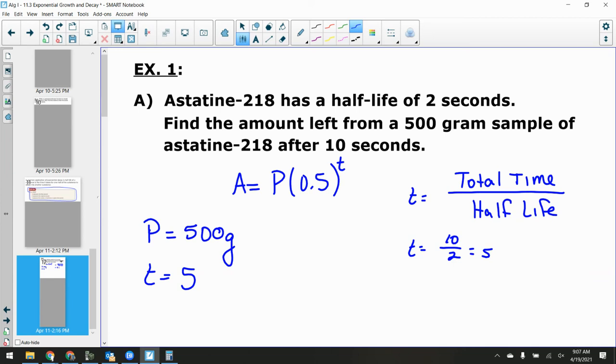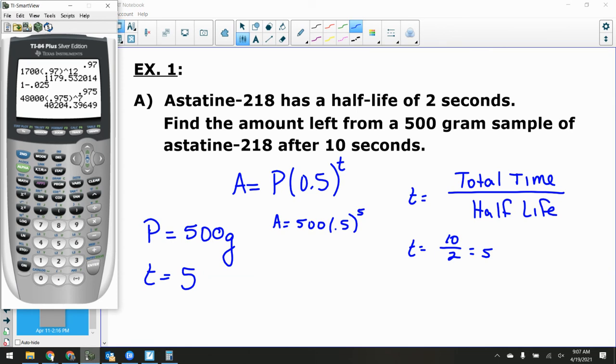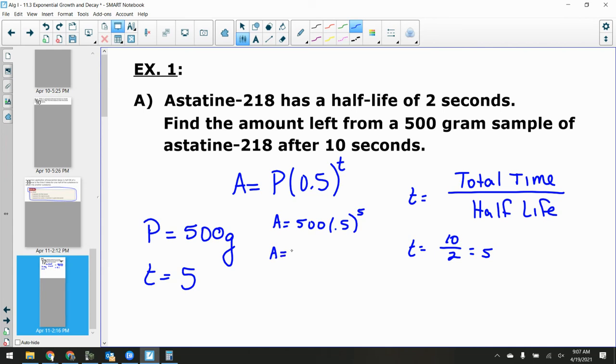All right, so let's create my equation. So A is equal to 500 times 0.5 to the 5th power. So 500 times 0.5 to the 5th power. 15.625. A is equal to 15.625 grams. You could round that if you needed to. It was a nice clean decimal, so I wrote the whole thing.